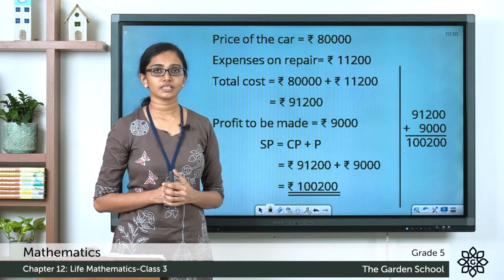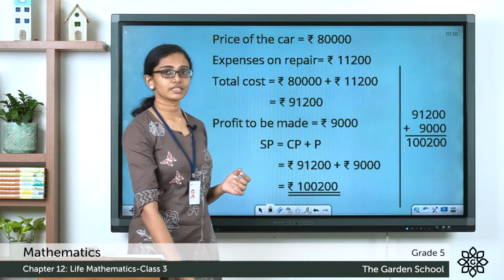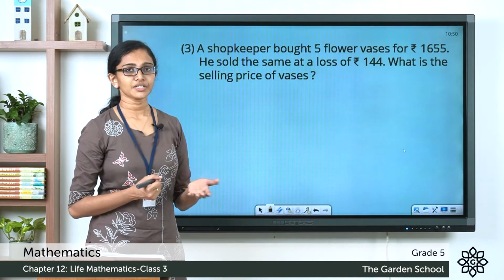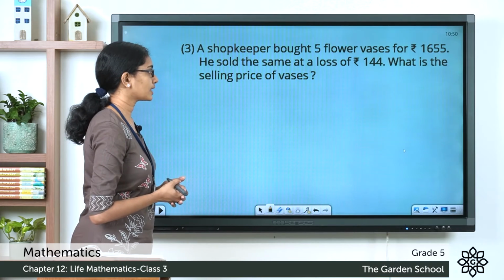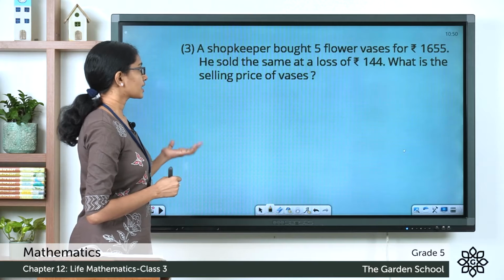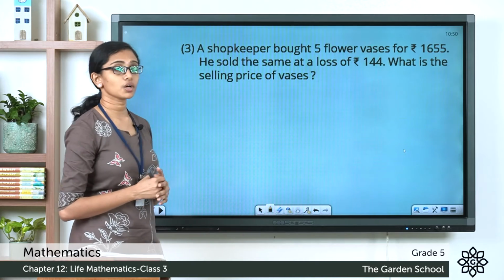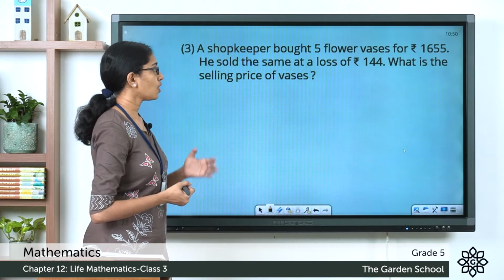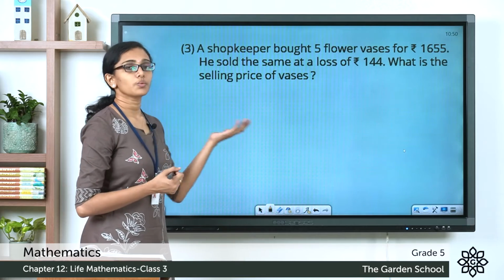So, I hope this question is clear to you. Now, let's see one more example. A shopkeeper bought 5 flower vases for rupees 1,655. He sold the same at a loss of rupees 144. What is the selling price of the vases?